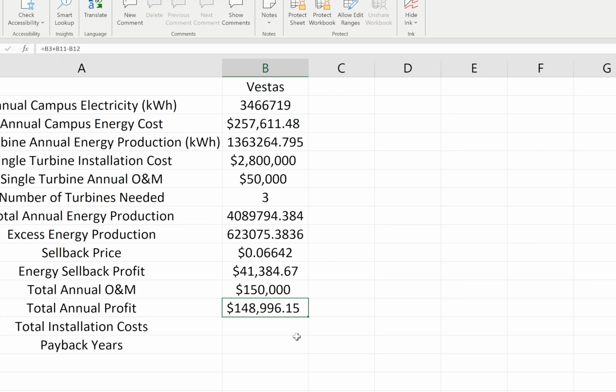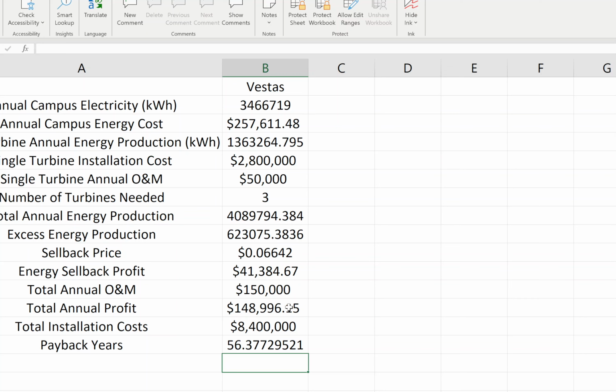So now the question is, how many years is it going to take to pay back that installation cost? Well, what is the installation cost? That's going to be 3 turbines times $2.8 million. So how long is it going to take me to pay back the $8.4 million? How many years, right? At basically $150,000 each year. So I'm going to take that total installation cost and divide it by how much money I'm getting back each year. And you can see this takes 56 years to pay back. Given the life of a turbine is 25 to 30 years, this is probably not a super good investment.